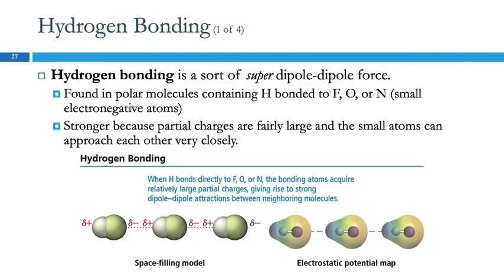The third type of intermolecular force is called hydrogen bonding. This is like dipole-dipole force on steroids. It's a super dipole-dipole force. It's the same idea, it's just a lot stronger.